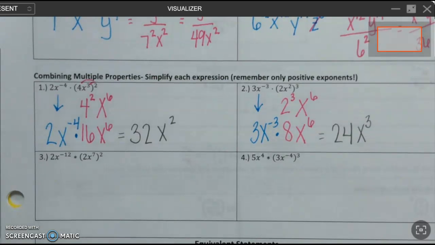This is a good time for you to pause this video, and try questions 3 and 4 on your own before hitting the play button to see if your answers are correct.